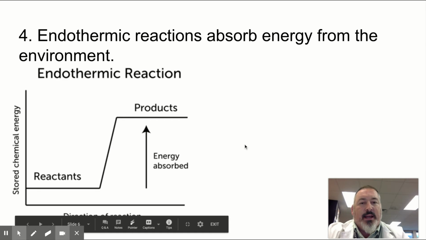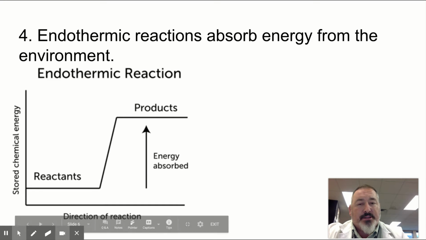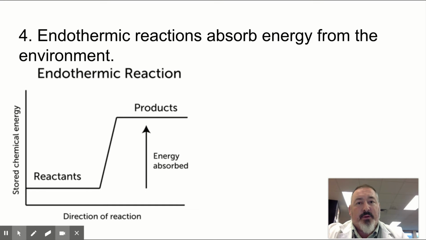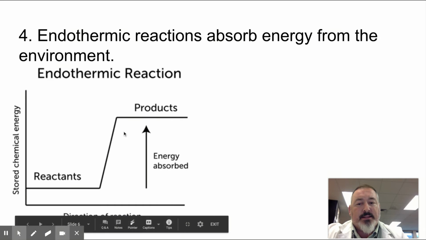Now, when we look at endothermic and exothermic reactions, these are two kinds of reactions. So we can see our reactants here, we can see our products there, going from reactant to product. An endothermic reaction is going to absorb energy. It's going to take energy from that environment.